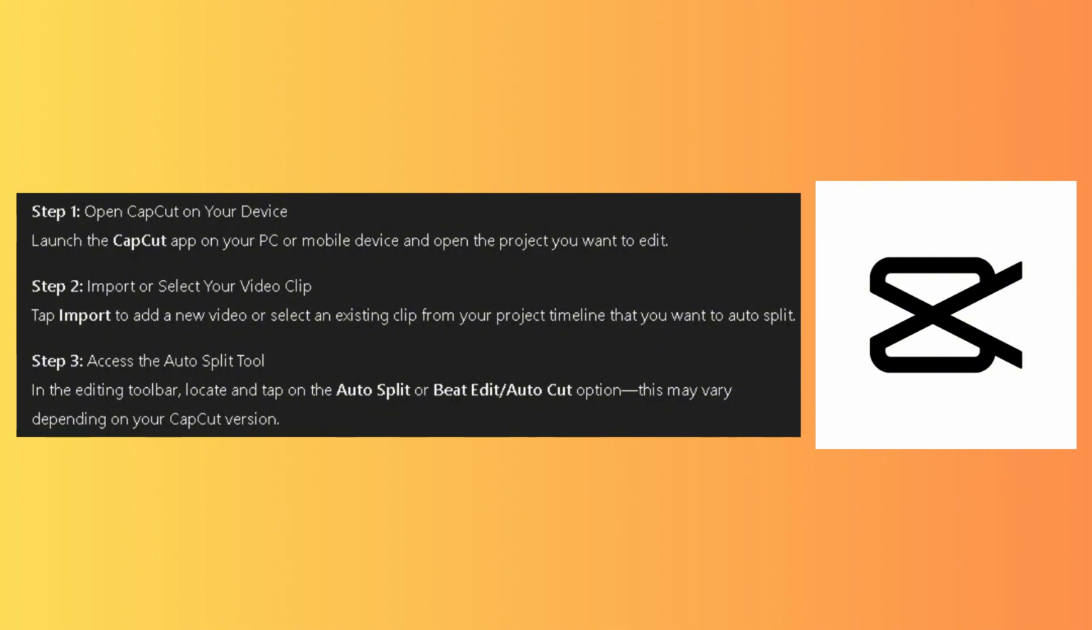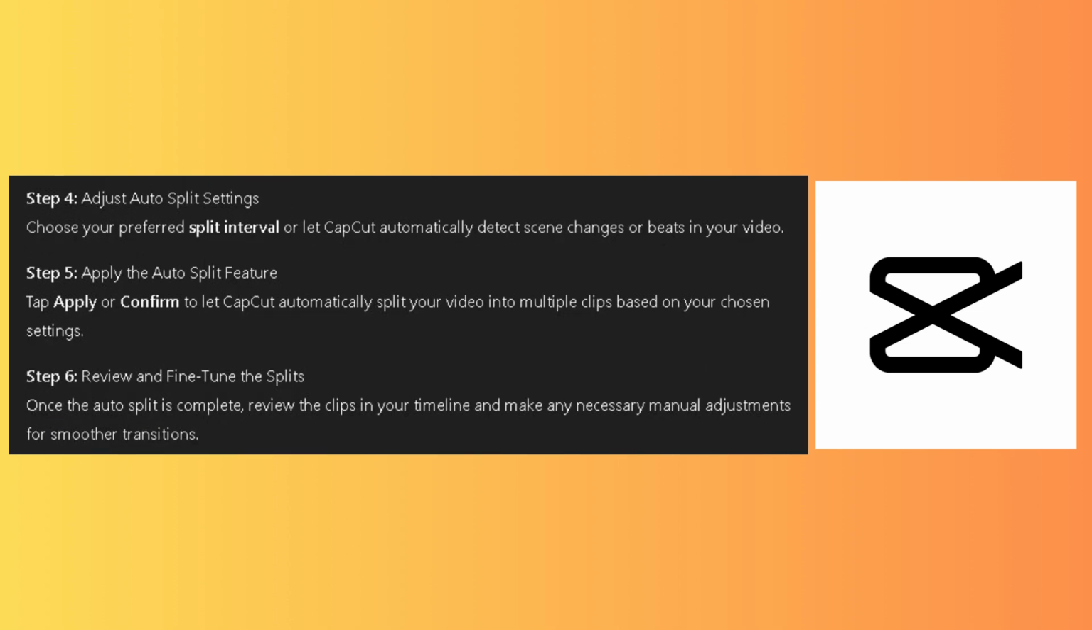Access the Auto-Split tool. In the editing toolbar, locate and tap on Auto-Split, Beat Edit, or Auto-Cut option. This may vary depending on your CapCut version. Auto-Split settings: you can adjust them. Choose your preferred split interval, or let CapCut directly detect scene changes or beats in the video.